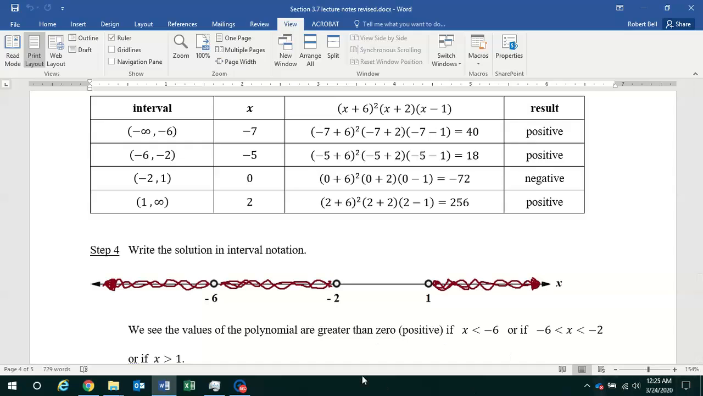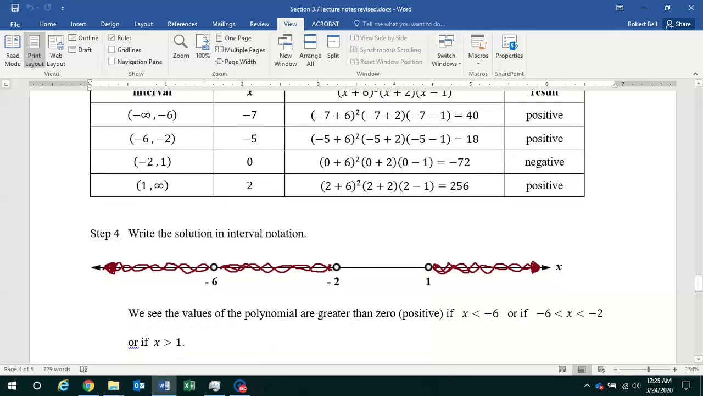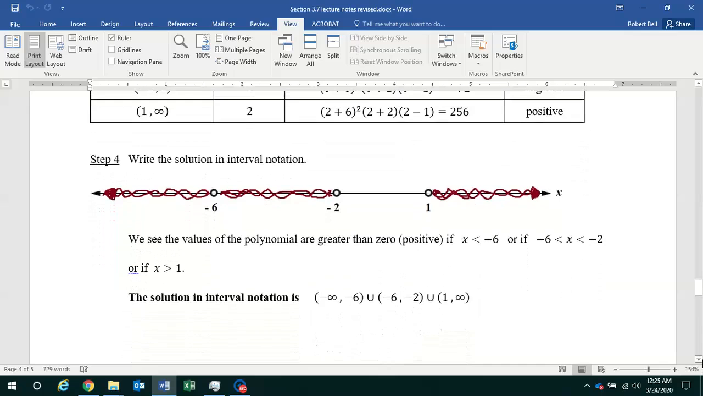So we see the values of the polynomial are greater than 0, or positive, if x is strictly less than −6, or if x is greater than −6 and less than −2, or if x is strictly greater than 1. And so in interval notation, the solution is −infinity to −6, parentheses, union −6 to −2, parentheses, union 1 to infinity, parentheses.